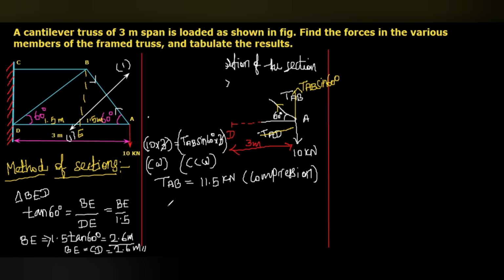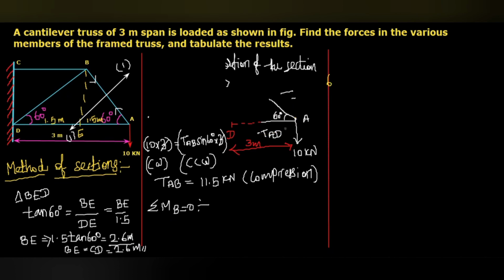Then I am going to take moment about another point, preferably point B. When I take moment about B, that equals 0. Here you can see this one, that I'm going to eliminate.